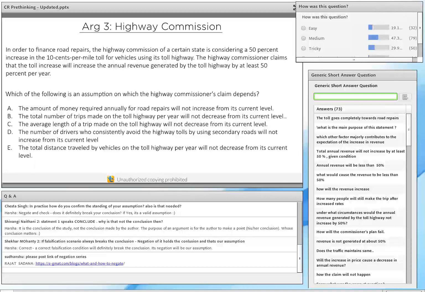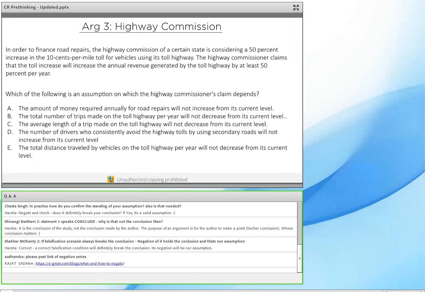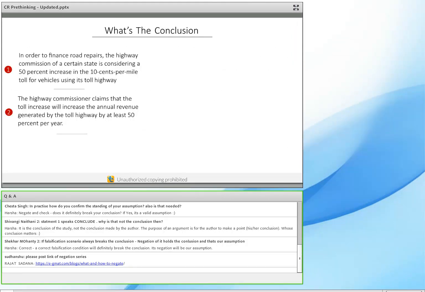And let's see where you faltered. This is for you to see where you faltered over here. So, what's the conclusion? Statement 2 is the conclusion. It's very, very clear. It forms a conclusion where the commissioner claims that the toll increase will increase the annual revenue by at least 50%.